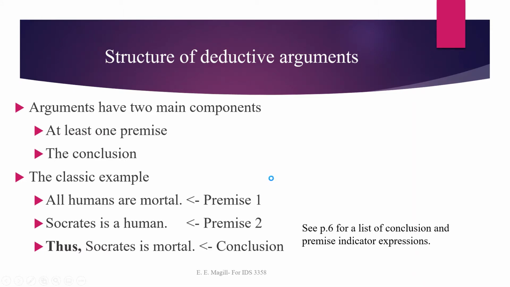The first two sentences are the premises. The claim Socrates is mortal is the conclusion. The word thus at the beginning of that sentence helps indicate that it's a conclusion. Other conclusion indicator words are therefore and so. For a more comprehensive list of conclusion and premise indicator expressions, if you're worried about being able to pick these out, see page 6 of the logic book.